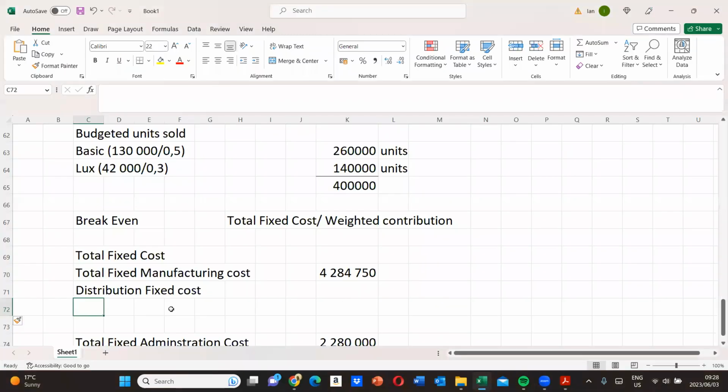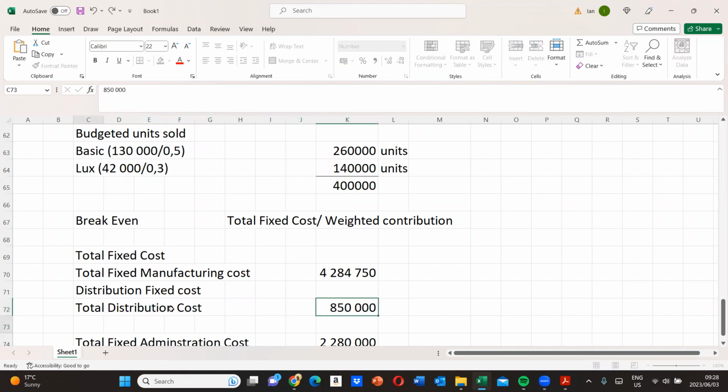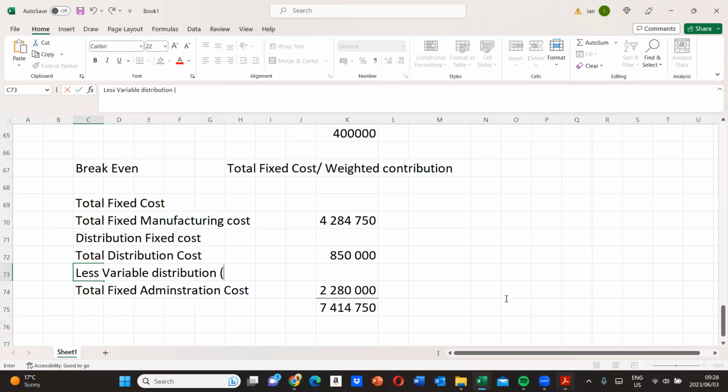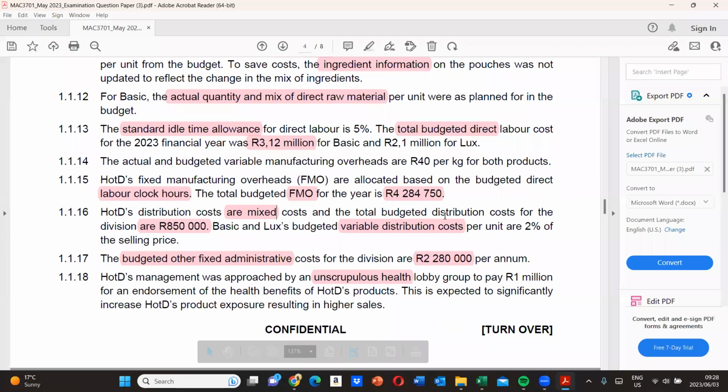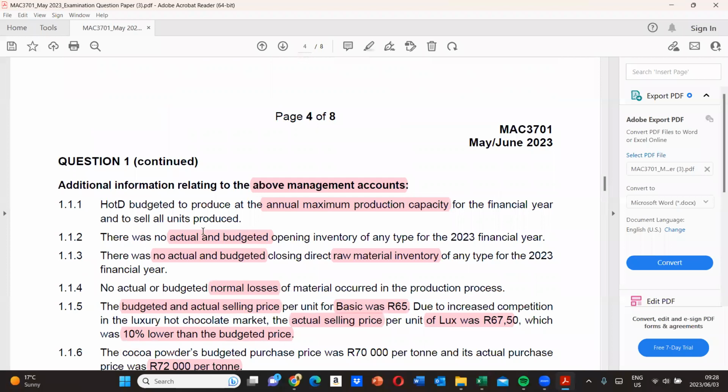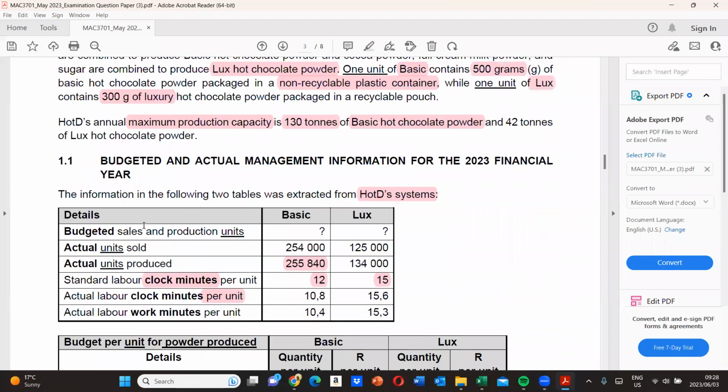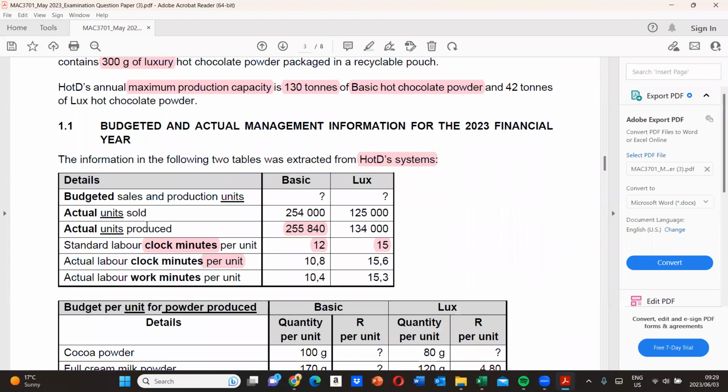So you can record it. Someone could have recorded total distribution cost of 850,000, right? And then less variable distribution cost. Remember, the 850 is made up of both fixed and variable cost. So now let's see what the variable is. The variable distribution cost per unit is 2% of the selling price. So let's quickly see what the selling price is. What do we have about the selling price?